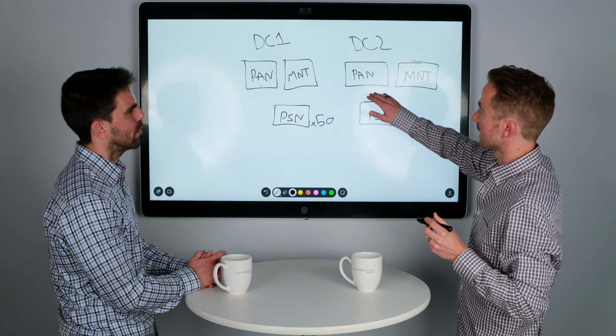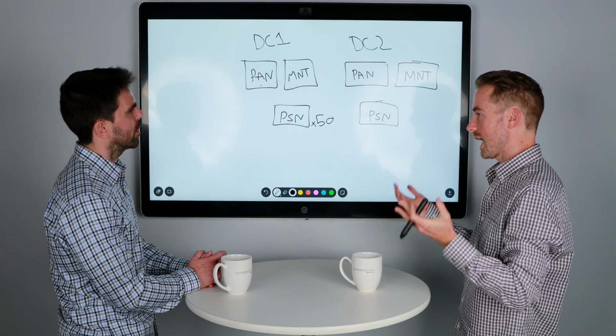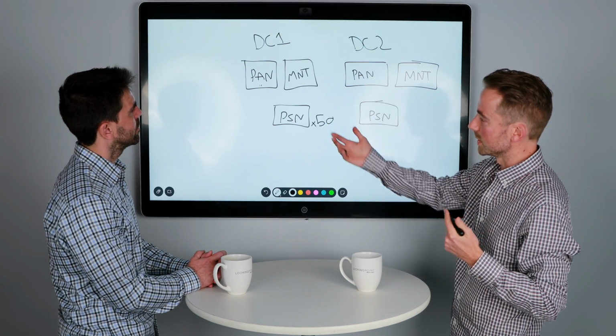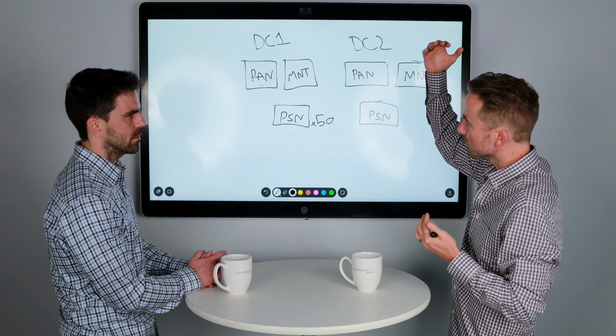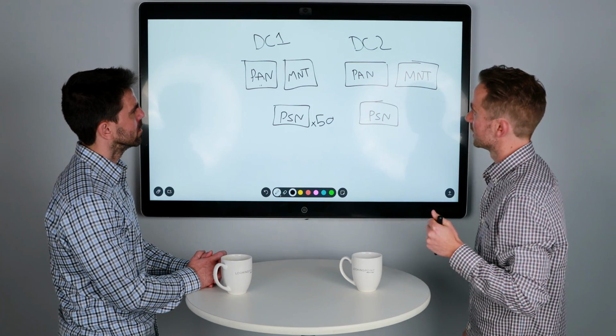This is a little confusing. This says PAN over here. It's actually the secondary administration node. It's an active standby. So if the primary administration node were to fail, the secondary gets promoted, and that's where you can log in and do all your config changes.